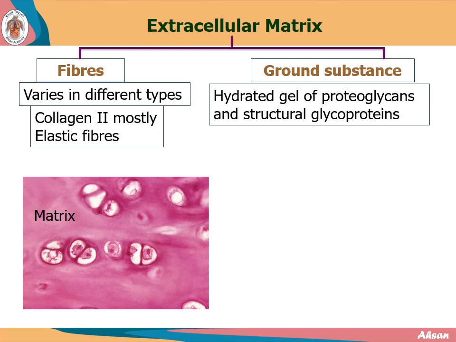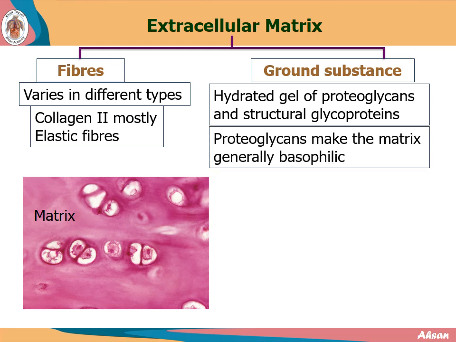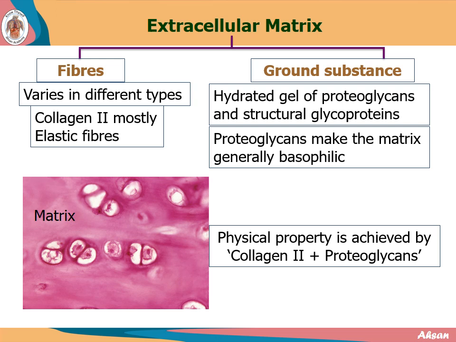The ground substance contains proteoglycans and glycoproteins. The proteoglycans form a hydrated gel, meaning they absorb water and swell up and make a gel-like structure. And glycoprotein makes the main network with the collagen fiber. So this interlinks the collagen fibers, and this is responsible for the physical characteristics of the cartilage. These proteoglycans are responsible for making the ground substance basophilic. This is light basophilic.